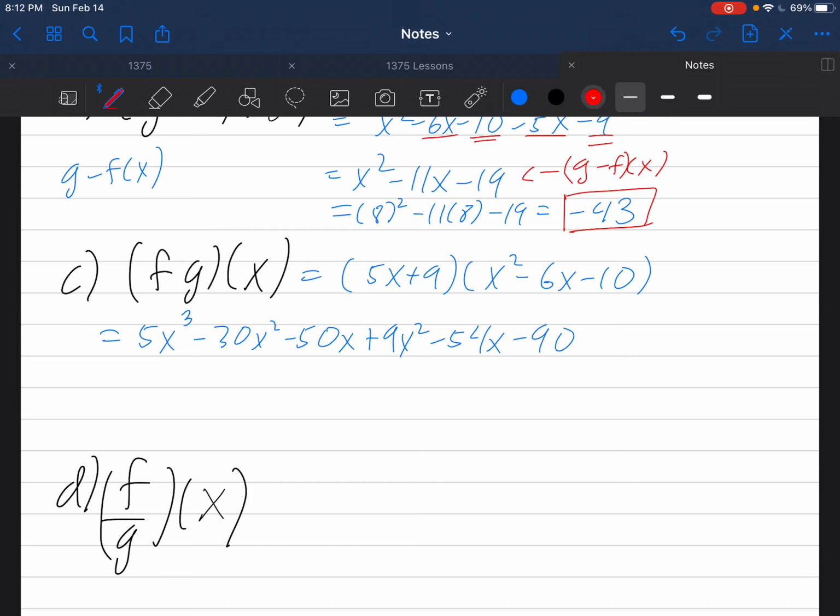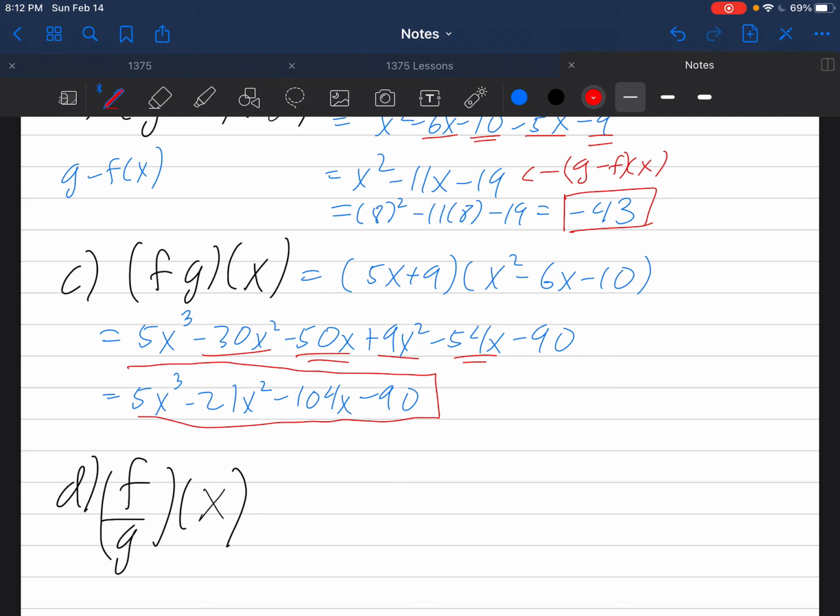And then we can combine like terms. Let's take a look. Let's see, negative 30x squared plus 9x squared. The x to the first over here are going to combine as well. So 5x to the third minus 21x squared, looking like we negative 30 plus 9. And then negative 104x, combining those x's together, minus 90. And because this is just a general x, we don't need to add a separate input in there, and this is our answer.